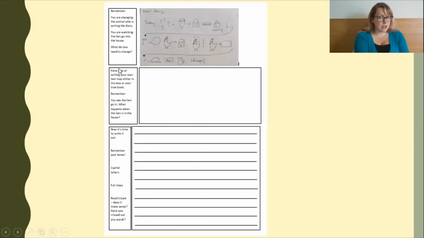However, I have said here quite a few times, remember that you are not doing it from the point of view of the hen. You are doing it from the point of view of another character. So you need to make yourself the goat, make yourself the pig, make yourself the cow. Think about what the cow or the pig or the goat would be seeing, what they would be hearing, what they would be experiencing.